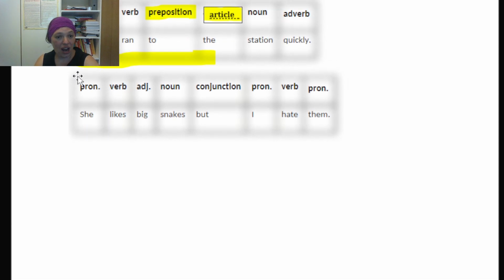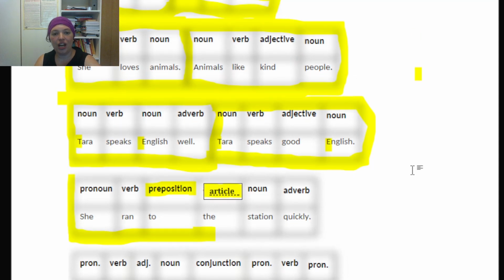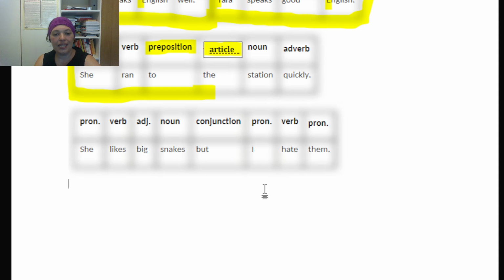A pronoun, so a personal pronoun, she, verb likes. So the adjective is big. The noun is snakes. The conjunction is but. So a conjunction is a word that joins two sentences together.